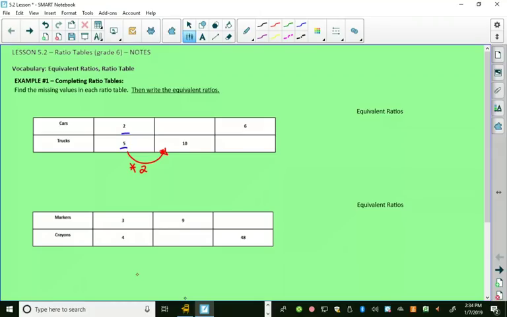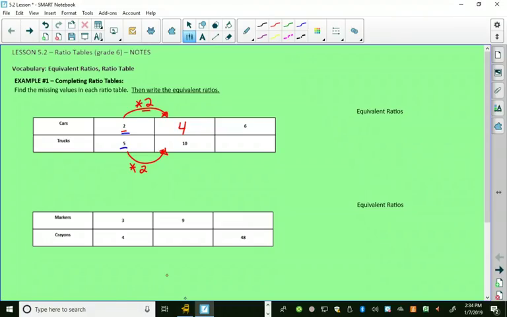The relationship for cars to trucks has to continue to stay the same. So if I'm multiplying the trucks by 2, then the relationship for the cars has to also be multiplied by 2. So I'm going to put an arrow from 2 and put a times 2 on top of that arrow. And then I simply think 2 times 2 equals 4. So I know the relationship 2 to 5 is the same relationship as 4 to 10.